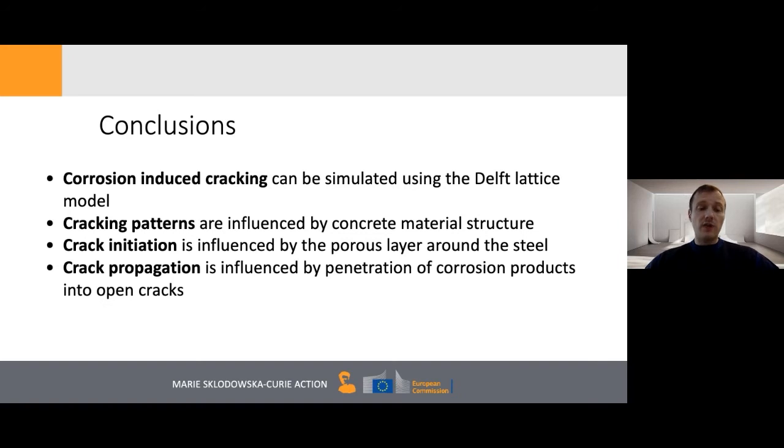The initiation of cracking, actually the initiation of a visible crack on the surface, is largely influenced by the existence of the porous layer around the steel. And the crack propagation, so the kinetics of how cracking propagates, is influenced by penetration of corrosion products into open cracks. Now, these two parameters are still largely under investigation in terms of experiments. So in this work, we have played with the numbers, but what really should be put in the model is still not known. So we are hoping that in the future we will be able to understand these processes a bit more.